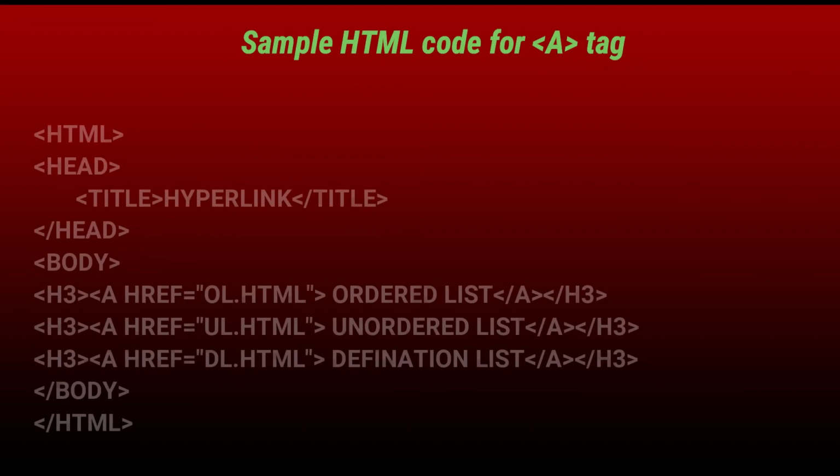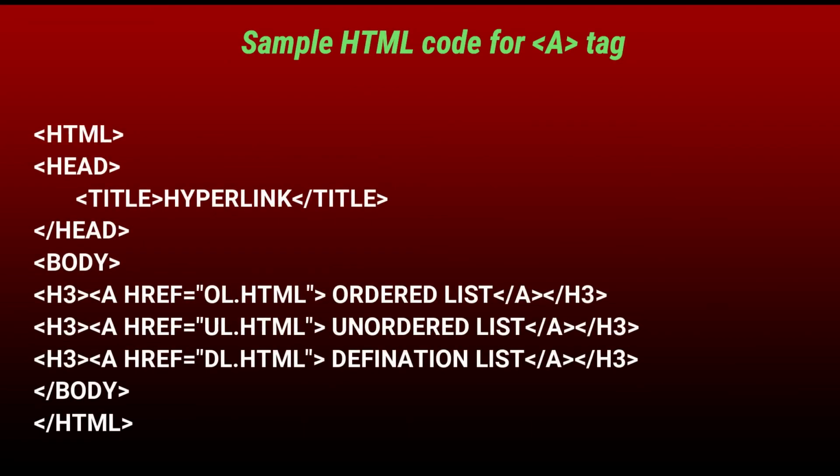Look at the anchor tags code, HTML code. I have written h3. This is heading 3 tag, which I have already discussed earlier. And then a href is equal to ol.html, ordered list, and a is closed. So a is my hyperlink, href is the file that I am referring to, ol.html, and ordered list is the text. If I click on this text, the file ol.html will open.